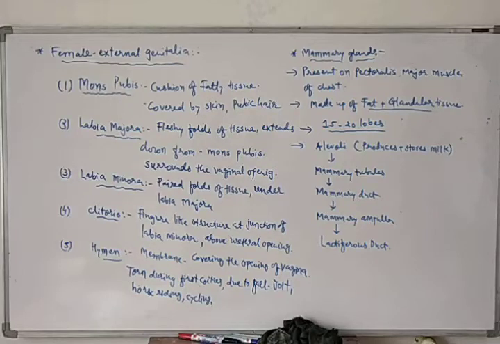Hello students, in the last video we said that the female reproductive system has one pair of ovaries, accessory ducts, external genitalia and mammary glands. Out of these we have covered the ovary and the accessory ducts, and in the accessory ducts we talked about the oviduct, the uterus, the cervix, and the vagina.